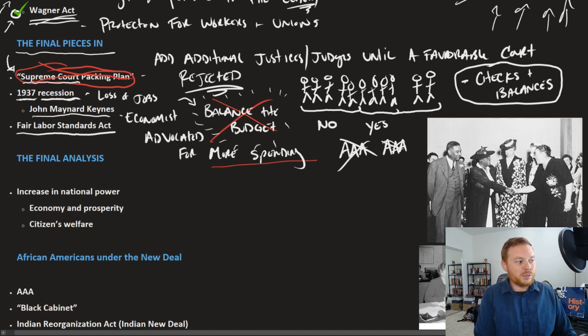The last piece that we're going to talk about in terms of Roosevelt's New Deal is the Fair Labor Standards Act. Among various things, this established a minimum wage. That is a minimum wage for which workers will be paid, that you can't pay anyone lower than a certain price.